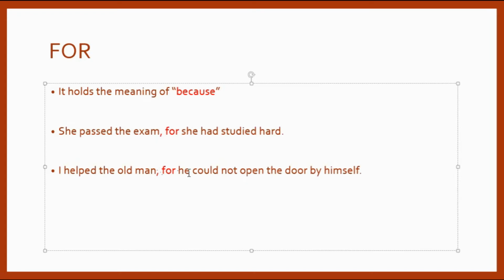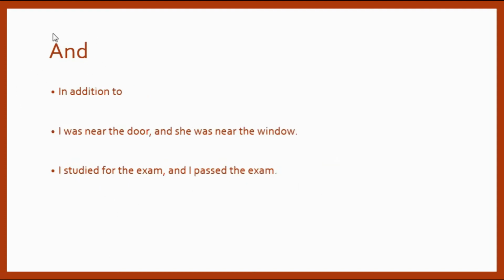So I helped the old man, for he could not open the door by himself. So I helped the old man because he couldn't open the door by himself, okay? This is my reason why I helped the old man. So this is what for means. And then we go to and. So it just means in addition to something, right? We add something to our content.